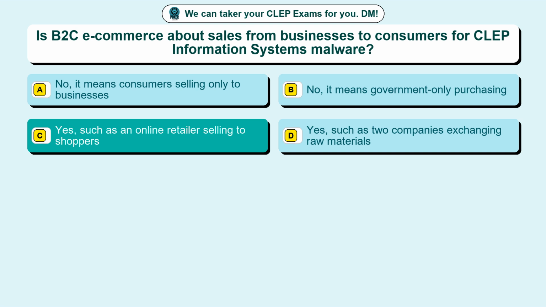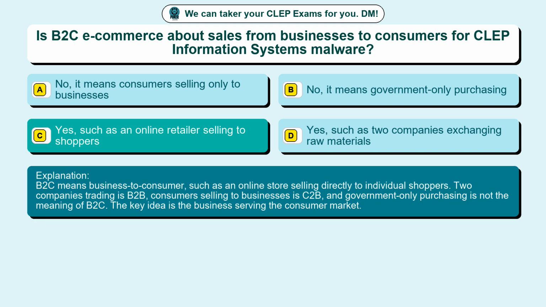The correct answer is option C. Yes, such as an online retailer selling to shoppers. B2C means business to consumer, such as an online store selling directly to individual shoppers. Two companies trading is B2B, consumers selling to businesses is C2B, and government-only purchasing is not the meaning of B2C. The key idea is the business serving the consumer market.